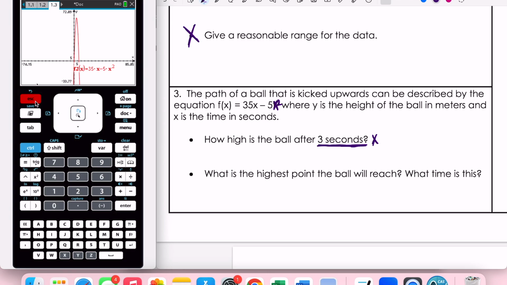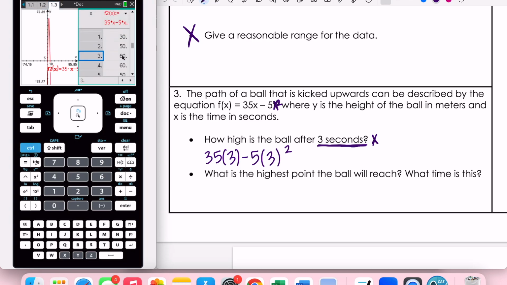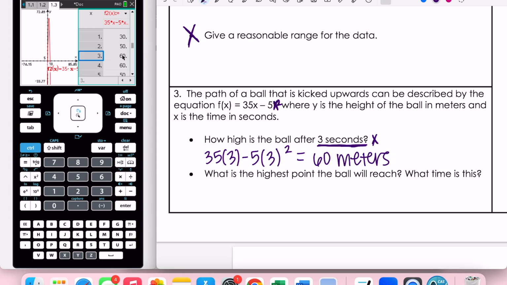Now, again, the question wants to know how high is the ball after 3 seconds. So you have two different options. One, because I know that 3 is my x value, I can say 35 times 3 minus 5 times 3 squared. All I'm doing is plugging in 3 for x. Or I can press Control T and I can go to where x is 3 and I see that the height of the ball should be 60 meters after 3 seconds.